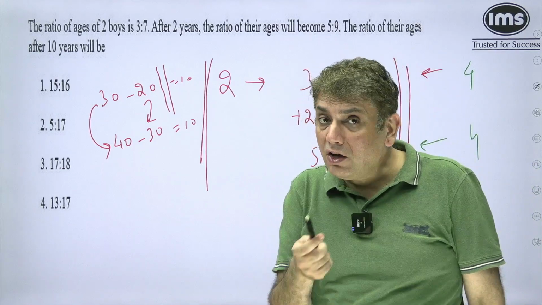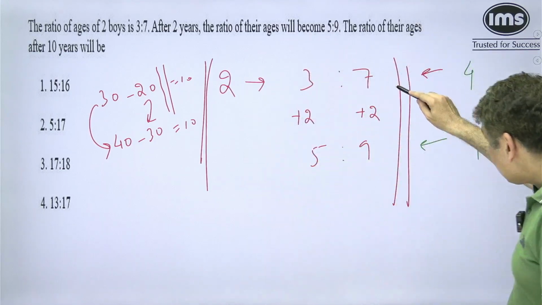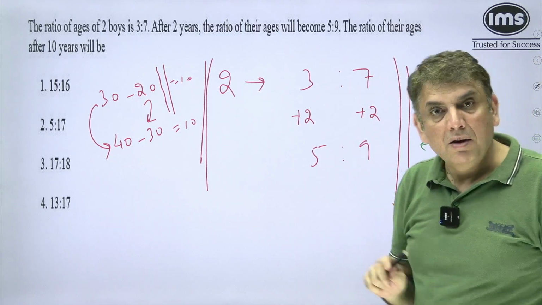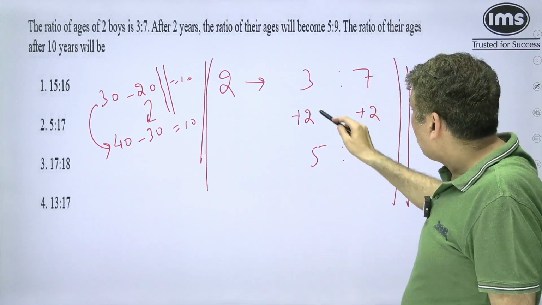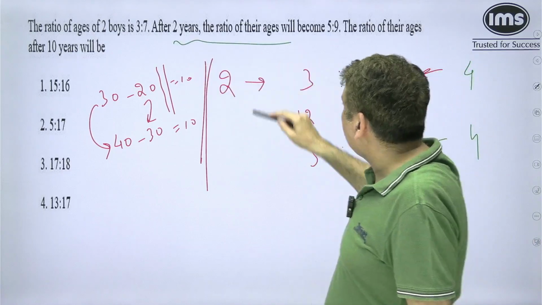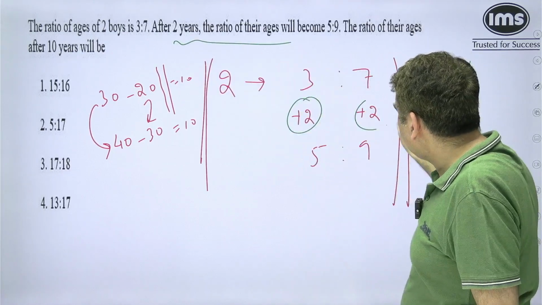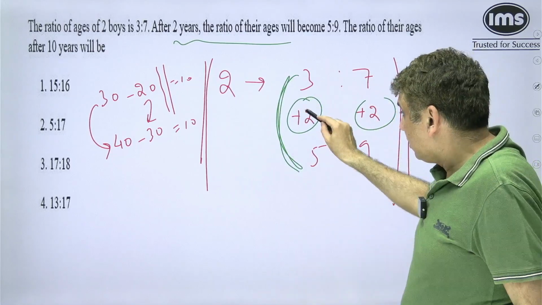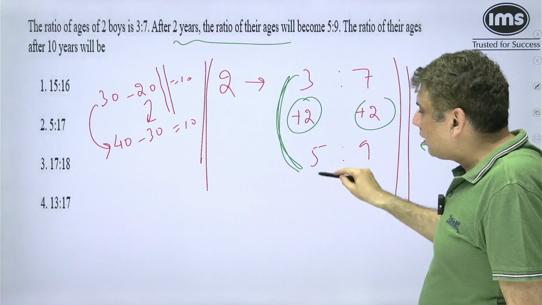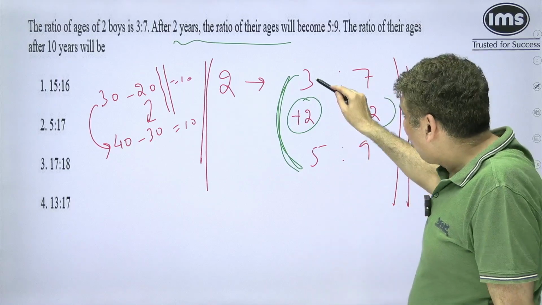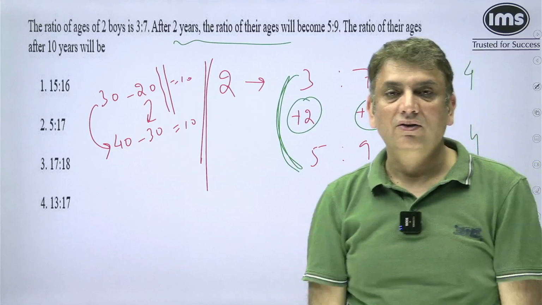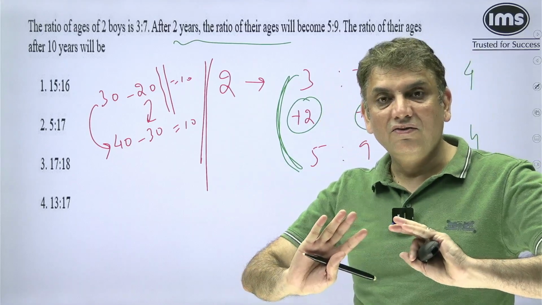Incidentally, it is the same. If it would not have been the same, first you have to make it the same, right? But it is the same incidentally. Now, after 2 years, the ratio becomes 5:9, and if you see, the difference between 3 and 5 is also 2. Also 3 and 5 and 7 and 9, the difference is also 2. So all the conditions are met, which means it is very easy now.